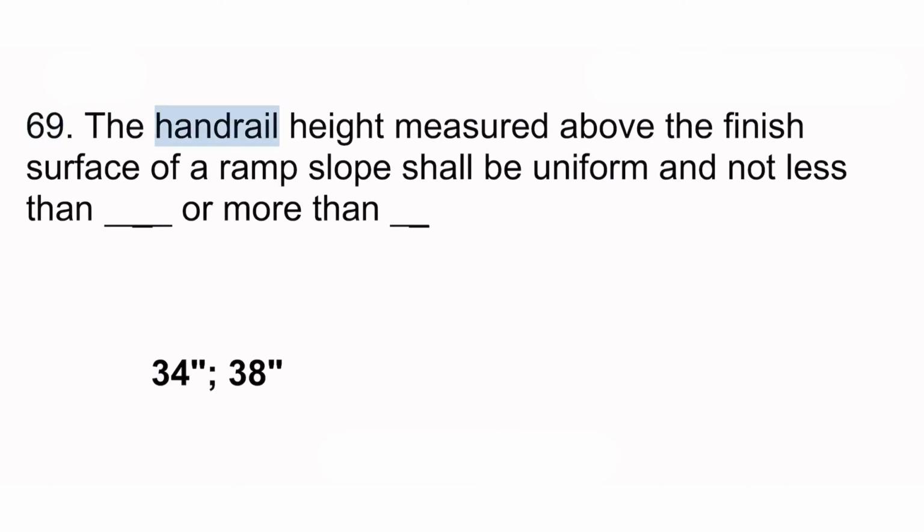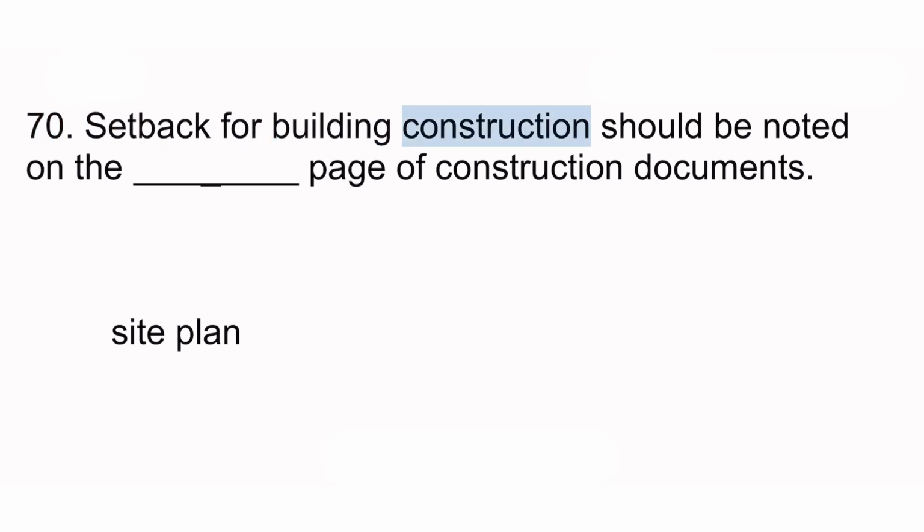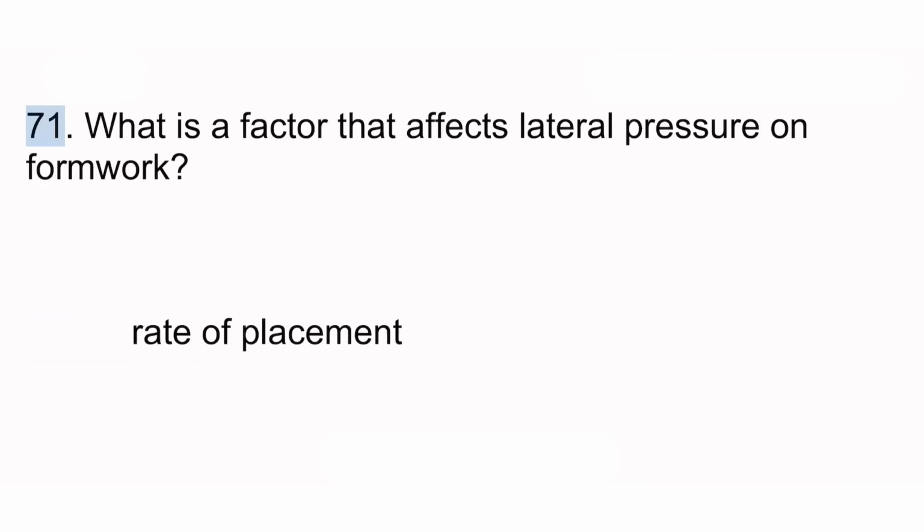69. The handrail height measured above the finished surface of a ramp slope shall be uniform, and not less than _ or more than _. 34, 38. 70. Setback for building construction should be noted on the _ page of construction documents. Site plan. 71. What is a factor that affects lateral pressure on formwork? Rate of placement.